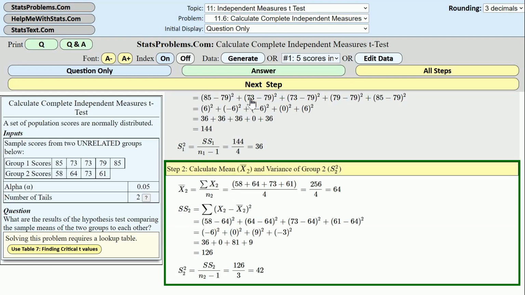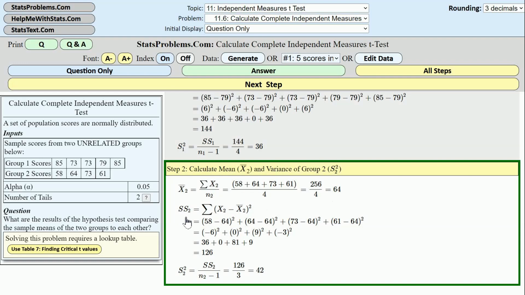In Step 2, we calculate the mean, x bar 2, and variance of Group 2, S2 squared. X bar 2 equals the sum of x2, divided by the sample size of Group 2, N2. In this example, x bar 2 equals 58 plus 64 plus 73 plus 61 divided by N2, 4, which works out to 256 divided by 4, which works out to 64.